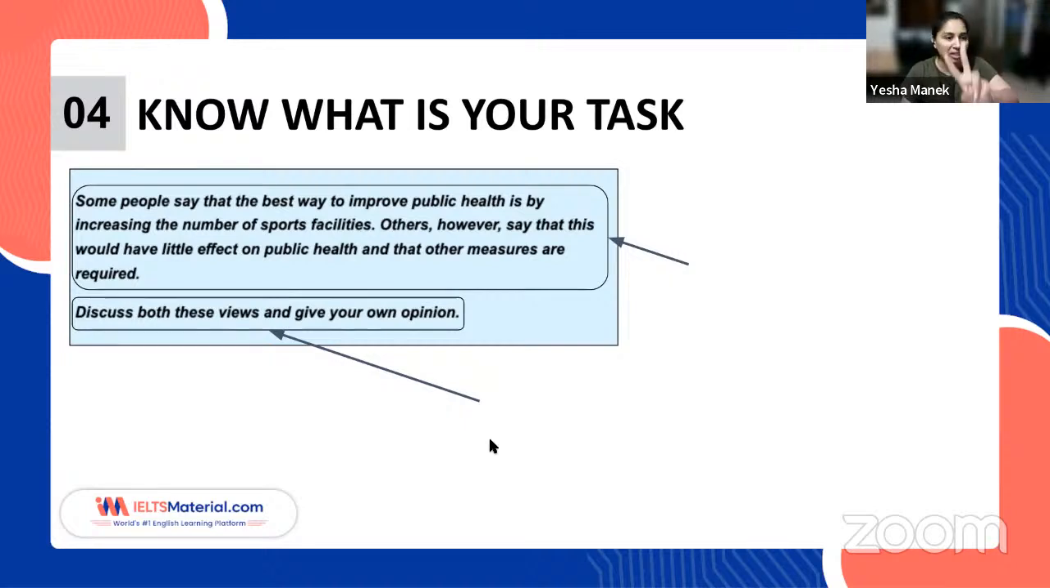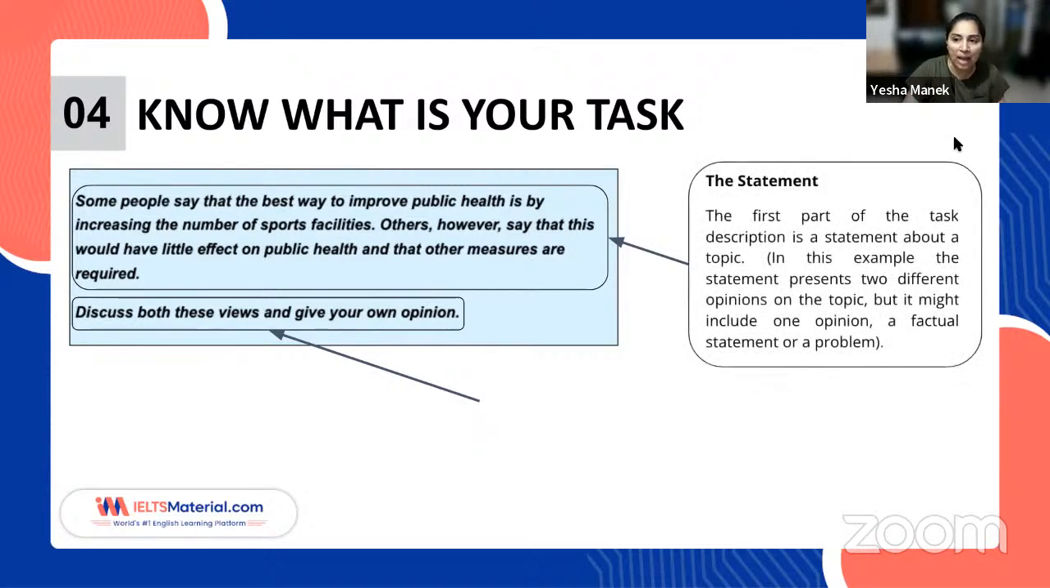Now, there are 2 factors. Whenever you get any question, you have to go with major 2 things. What are those? Number 1, go with the statement. What actually the statement is trying to give you. The first part of the task description is a statement about the topic. Here they are talking about improvement in the public health by increasing the number of sports facilities.